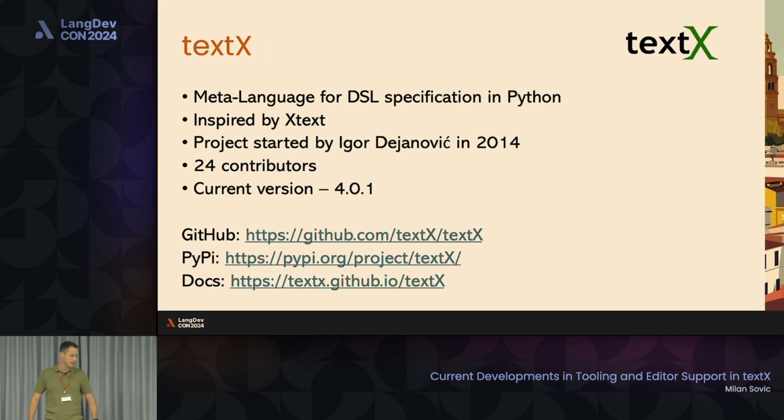So let's start with textX. textX is a Python-based meta language for creating domain-specific languages. It is inspired by Xtext, but it is more dynamic and lightweight since it's based on Python. The project was started by Igor Dejanovic in 2014, and now it has 24 collaborators, and the latest version is 4.0.1. Here you can find links to the GitHub repo, PyPI, and the documentation.